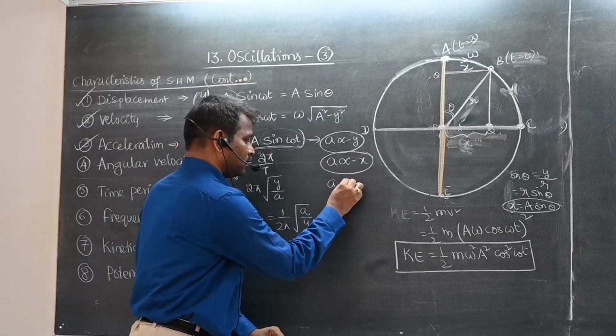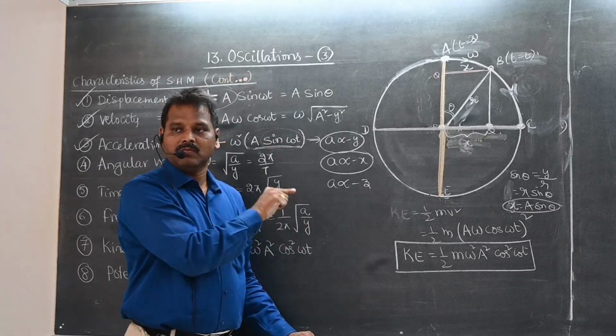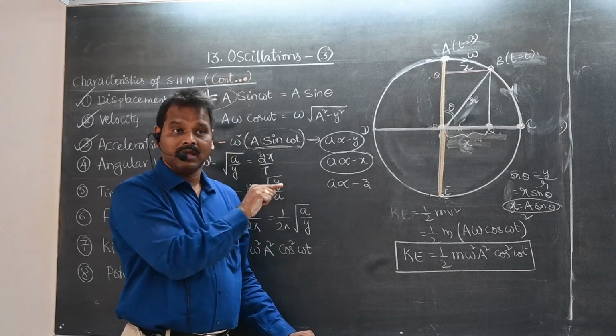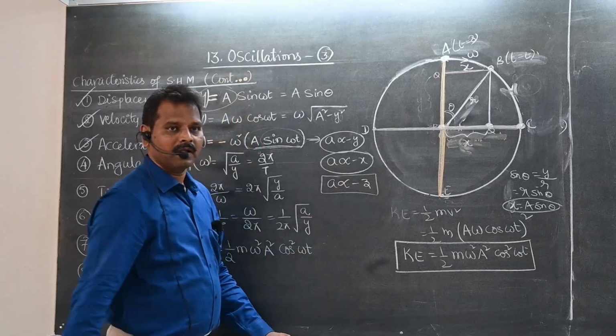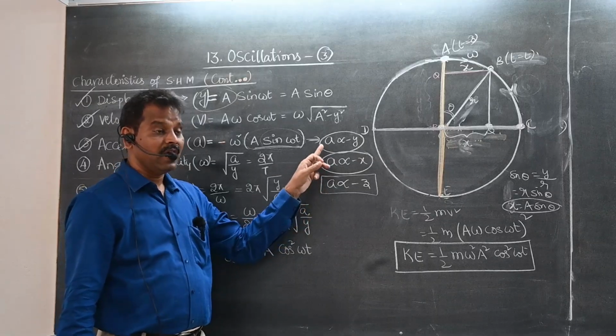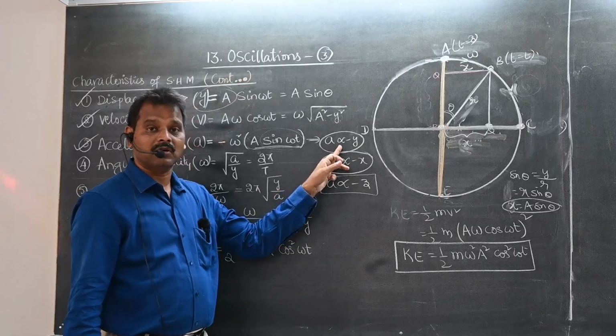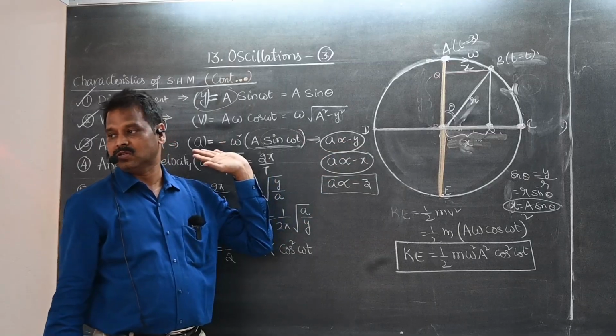Is it possible or not? The particle may execute SHM along the z-axis also. It is possible. Clear? So in any case, if you see these three equations, acceleration is directly proportional to displacement but acting opposite to the displacement. That's it.